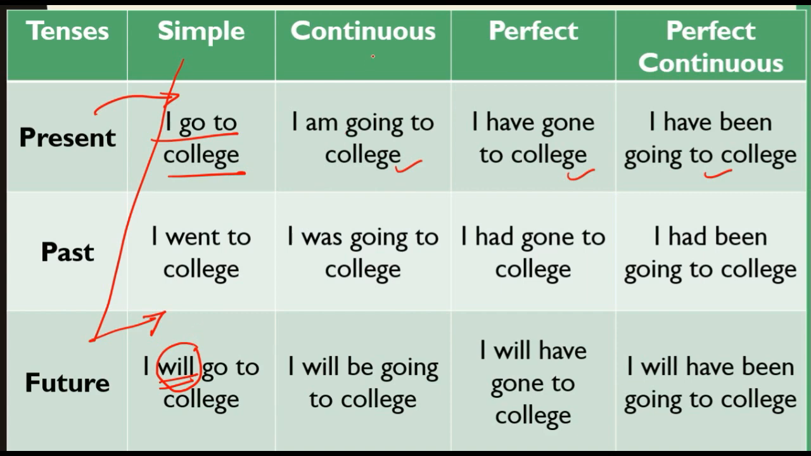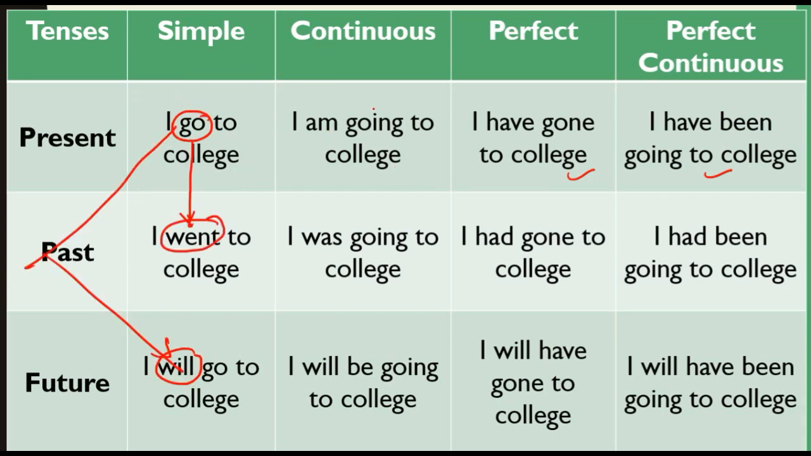Second, we asked the question to convert I go to college to present continuous tense. The question was, what are you doing? And we gave the answer, I am going to college. So, I am going to college is present continuous tense. To convert I go to college to present continuous tense, we asked the question, what are you doing? Which helped us convert the sentence, which became I am going to college. That's how we got this answer.